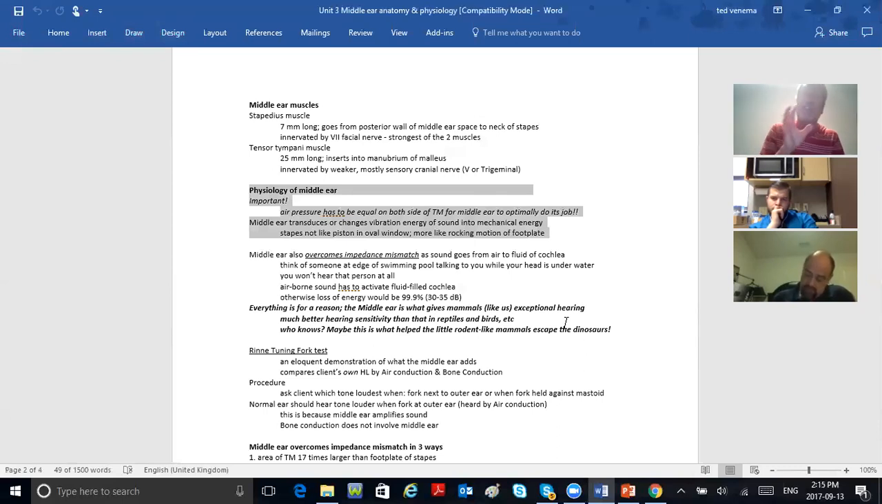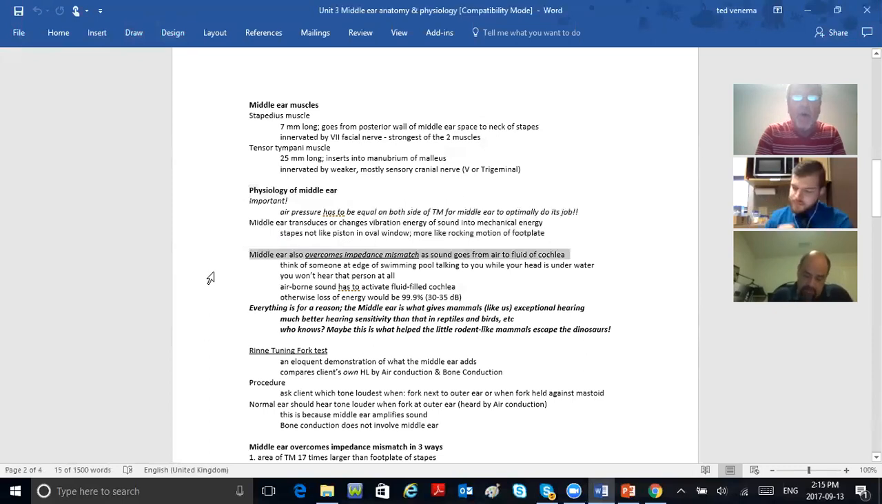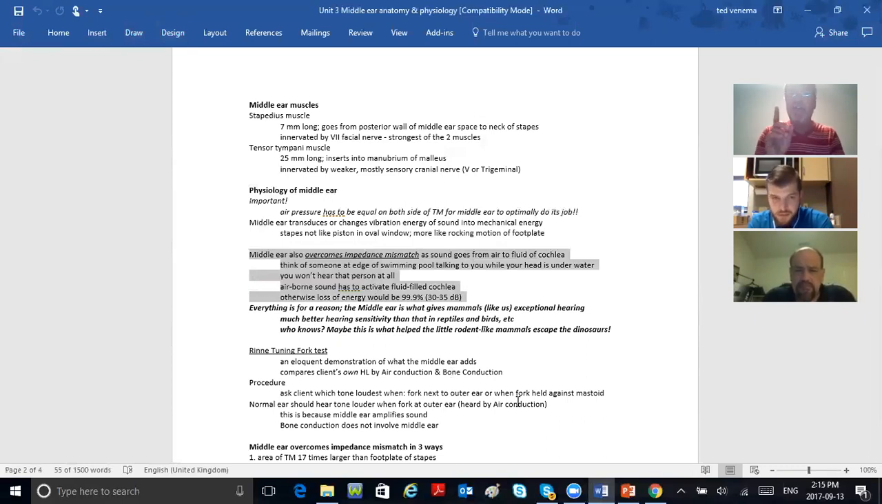So sound energy's changed or transduced into mechanical energy. The other thing it does: it overcomes the impedance mismatch. What the Sam Hill is that? This is like I was talking to you earlier a couple of weeks ago. If you have your head under a swimming pool, you're swimming, and I'm standing outside the pool, and I talk to you, you're not going to hear a word I say, because my voice sound is going to bounce right off the water.